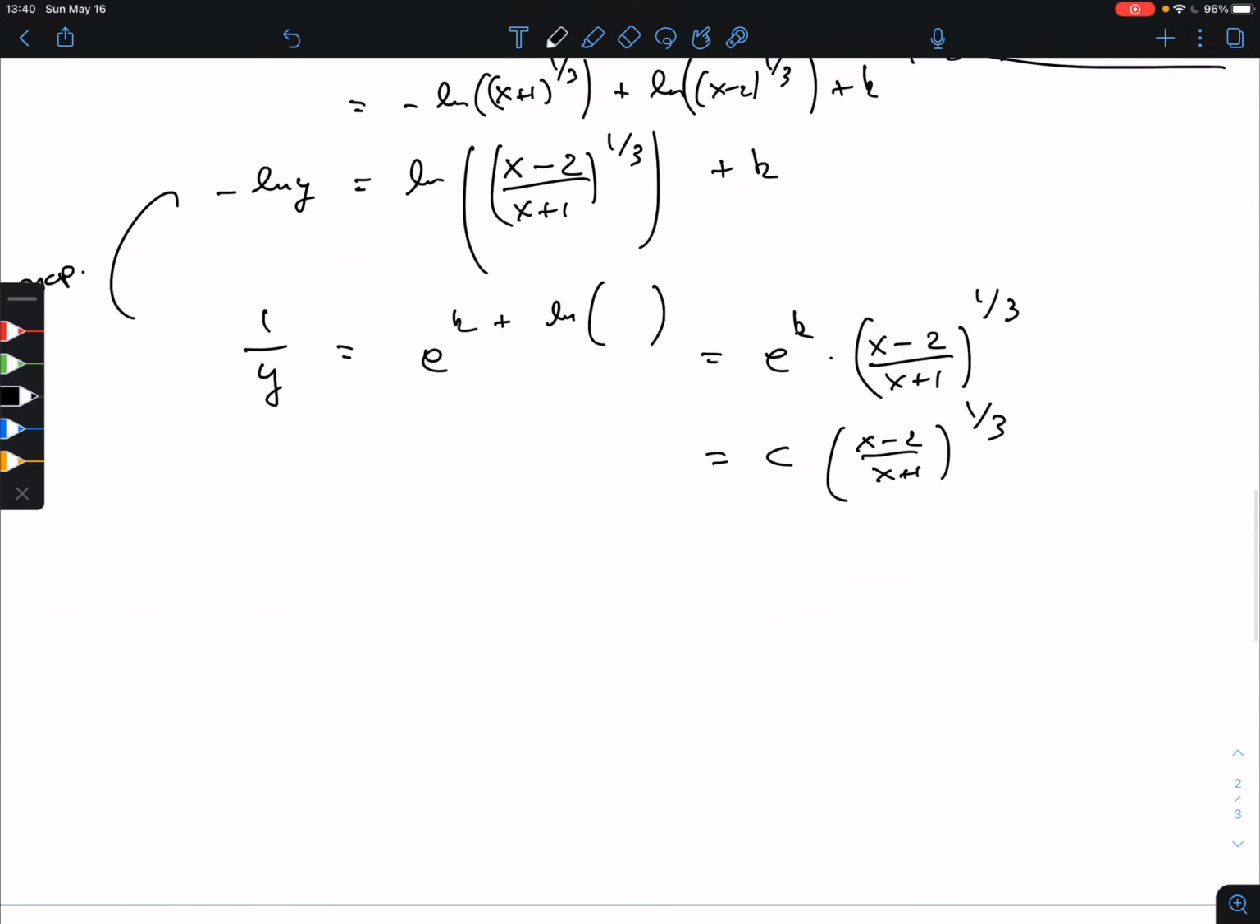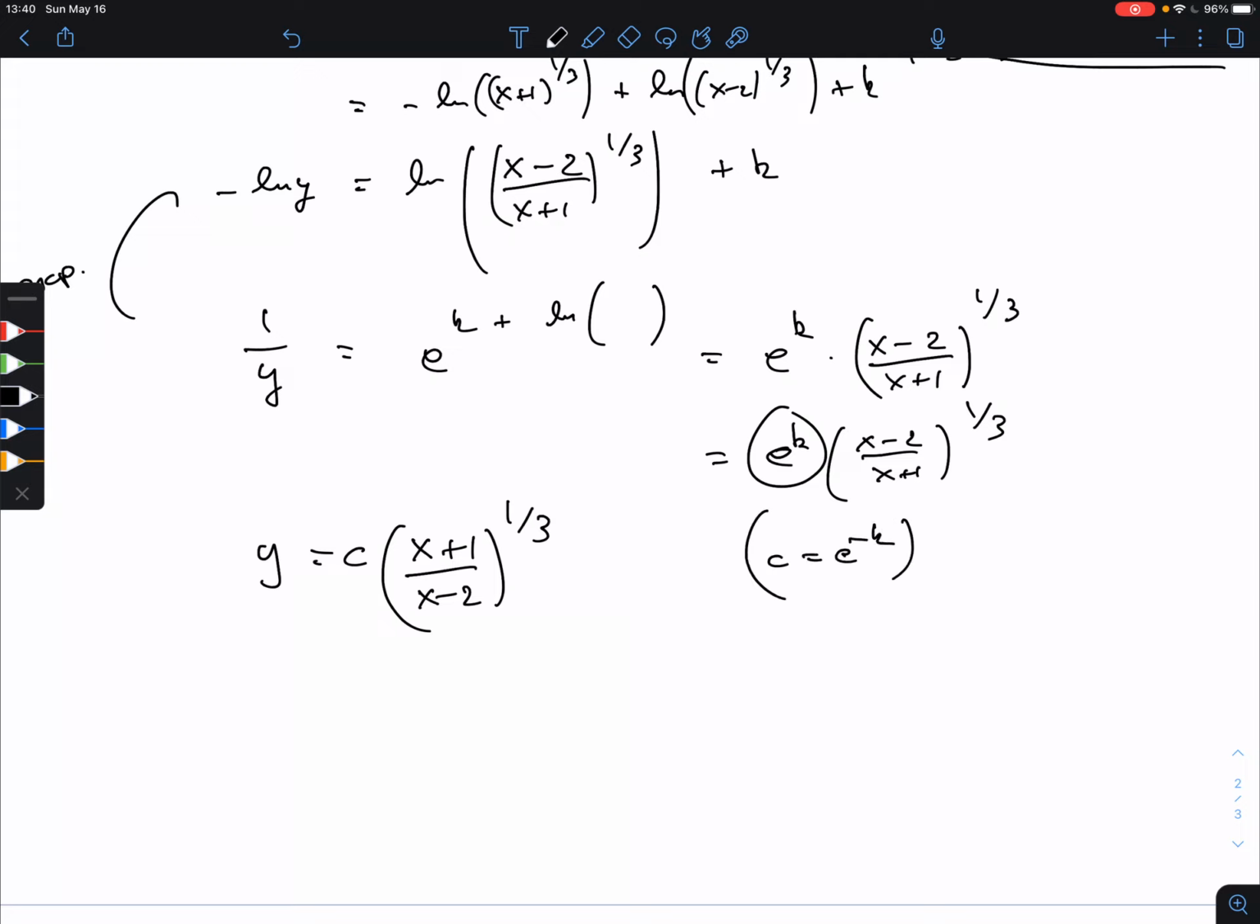We just have to take reciprocals of both sides. So y is equal to 1 over c. Okay, so let me call this still k here, because I'm going to take reciprocals, then get x plus 1 over x minus 2 to the power 1/3. I just take the reciprocal here. You could have it with a negative exponent there and then leave it. And then we have to take the reciprocal of this, and that I'm going to call c. Okay, so here I renamed my constant, so c is actually e to the minus k, but that's just a constant. Okay, that's the general form.